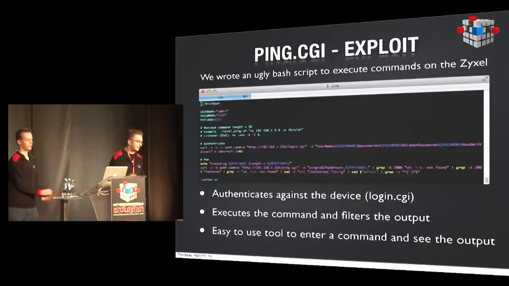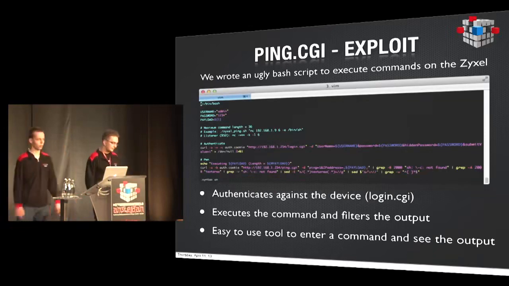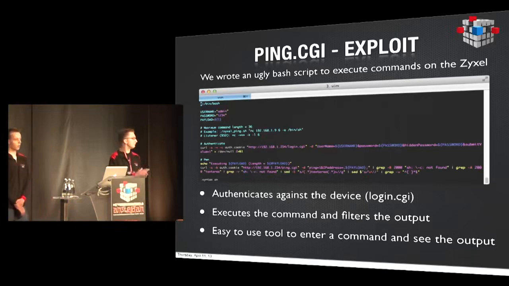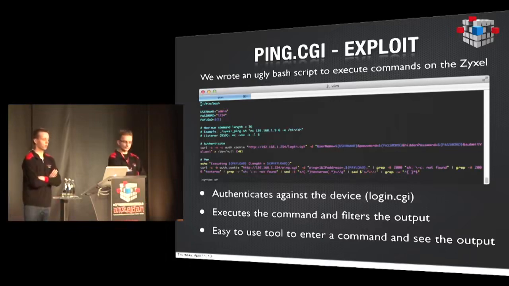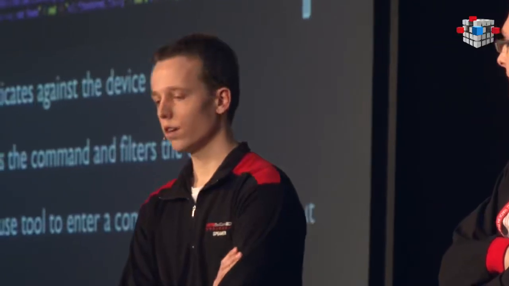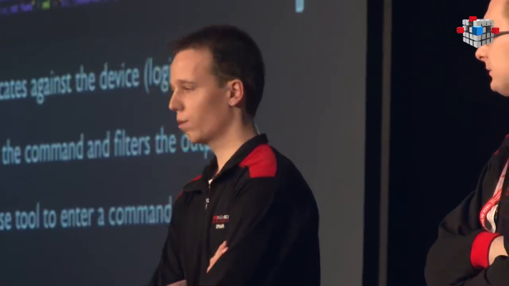So what did we do? We created an exploit, an ugly bash script. This bash script uses curl to authenticate against the device, and the device will set up a session and return a Set-Cookie header, so we can use that cookie for the next request. The cookie is saved to a file, since curl provides this functionality, the cookie jar, and then in the second request, we send this cookie, and we also send the command we would like to execute.